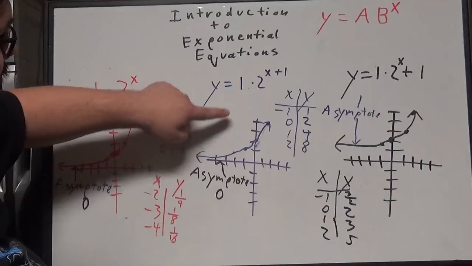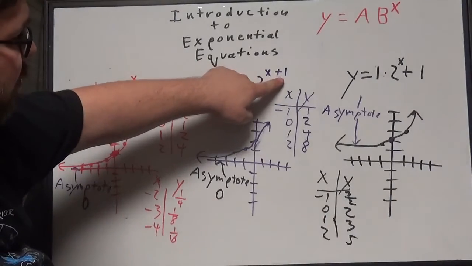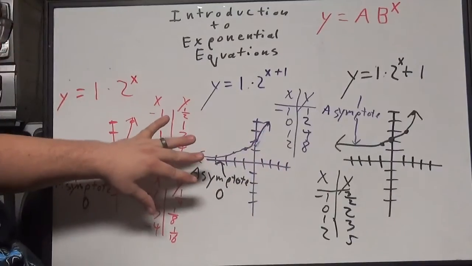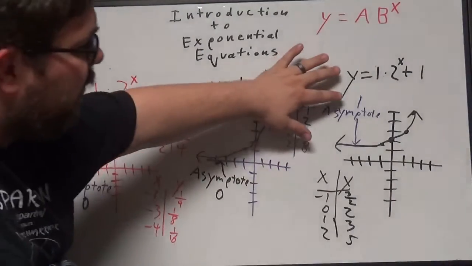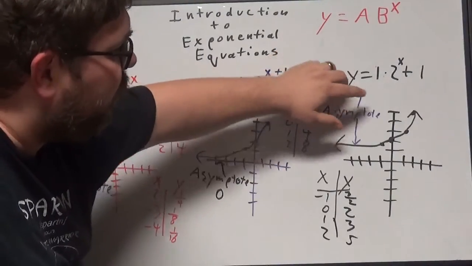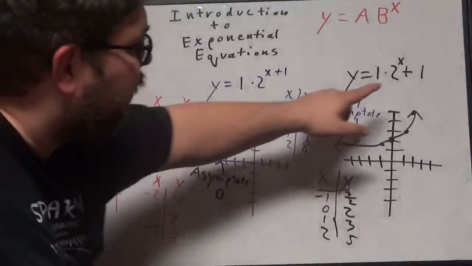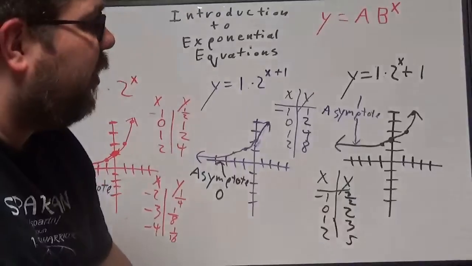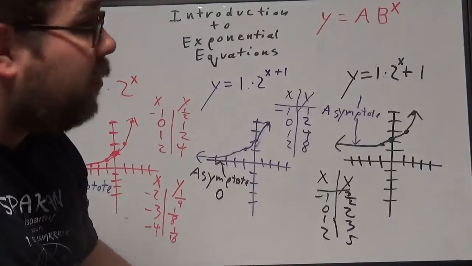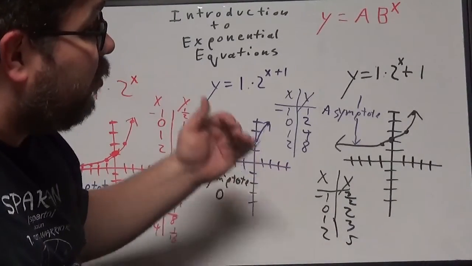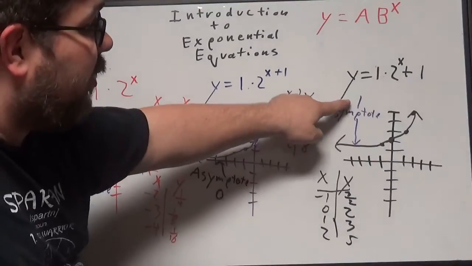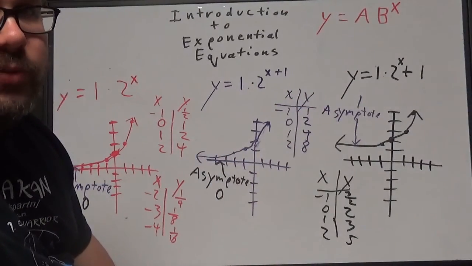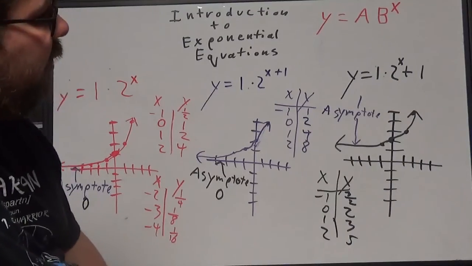On this equation, it's the same equation, but we added 1 to the exponent, which shifts it to the left. And then on the last equation, we have the same equation as the first one, but we shifted it up 1. We added 1 to the constant of 1, so we shifted up 1, and now we have an asymptote of 1. So, thanks for watching, and have a nice day.